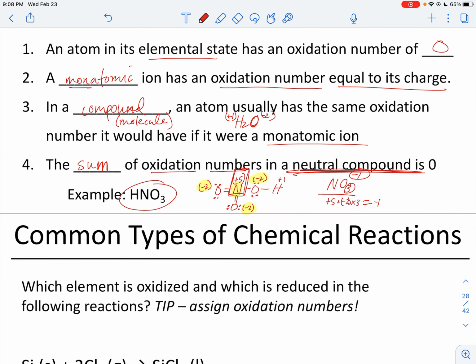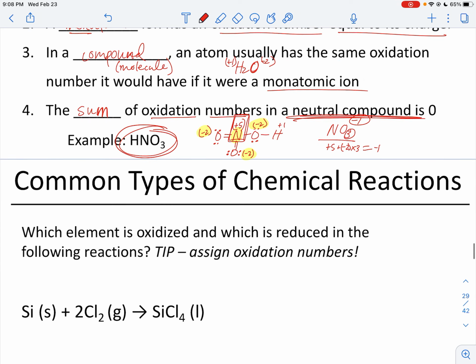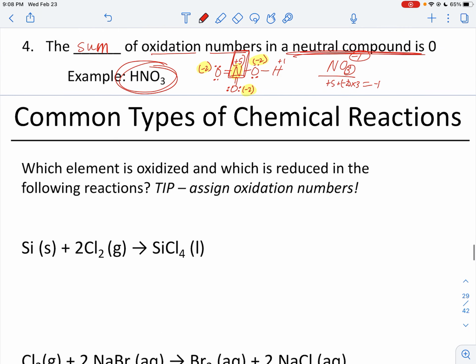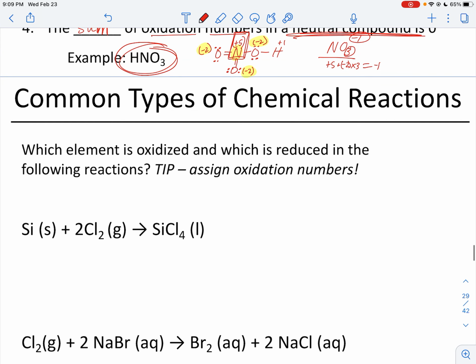Now, am I going to ask you to walk through and do something like this on the exam? No, but I wanted to show you an example because there may be times you are assigning oxidation numbers that don't match the charges you would normally think. That's a pretty good thing for an atom or an element. But it wouldn't be something quite like this. It'd be a little simpler.